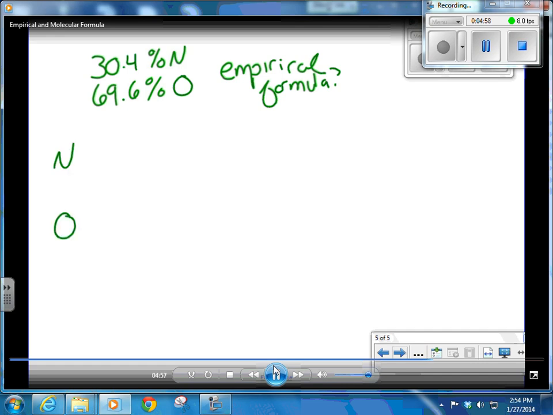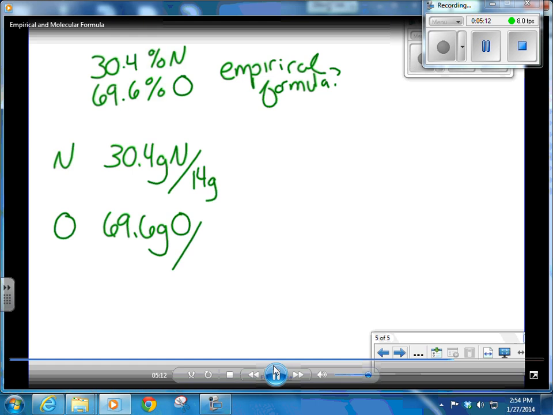First step, you've got to change the percent signs into grams. Assume a 100-gram sample, and then you figure out that you have 30.4 grams of nitrogen and 69.6 grams of oxygen. The next step is to divide each by their molar masses. Nitrogen weighs 14, oxygen weighs 16. Remember, in this case, it's not O2, it's not pure oxygen. The oxygen's part of this compound.